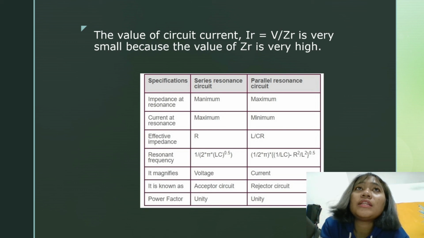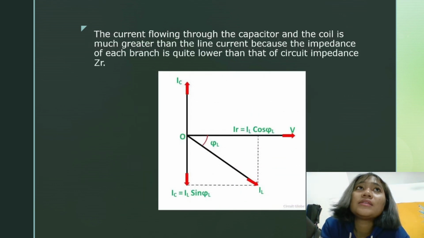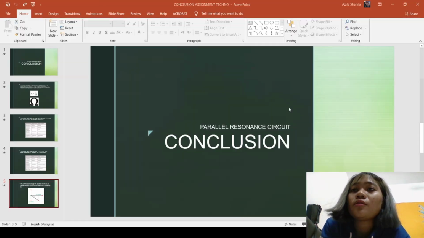The third conclusion is the value of circuit current IR equals V per impedance is very small because the value of impedance is very high. And the last one is the current flowing through the capacitor and the coil is much greater than the line current because the impedance of each branch is quite lower than that of the circuit impedance. Okay, thank you.